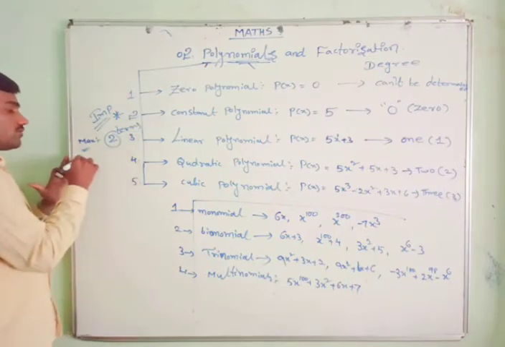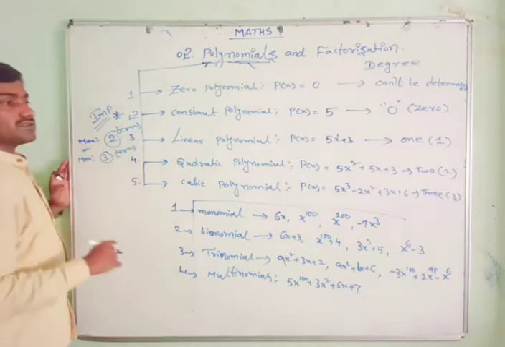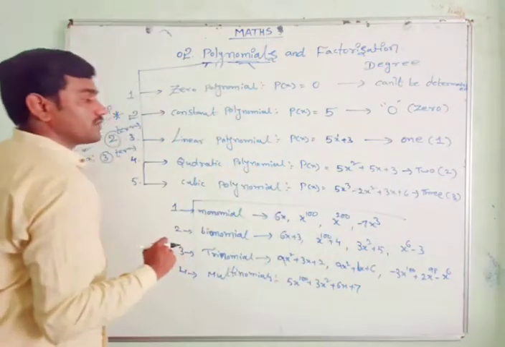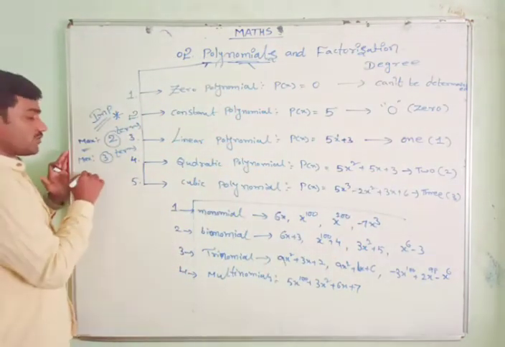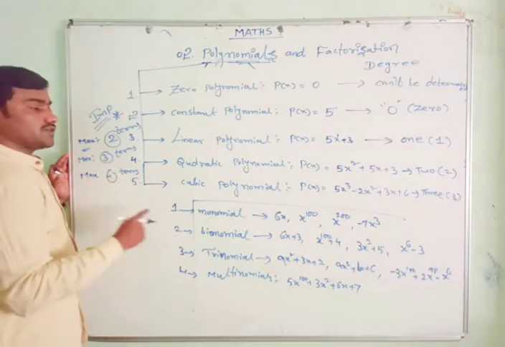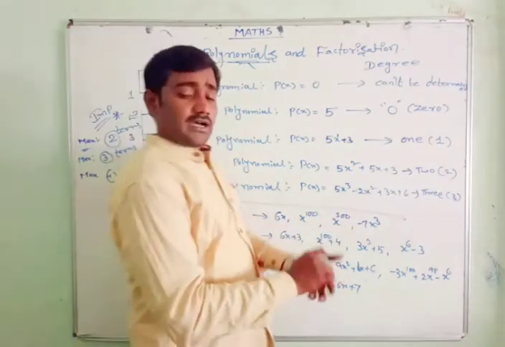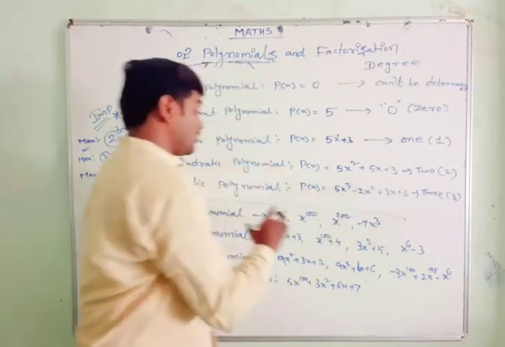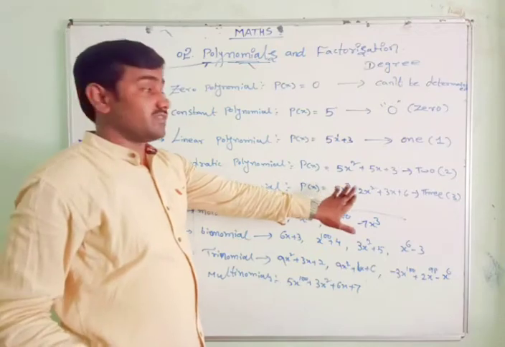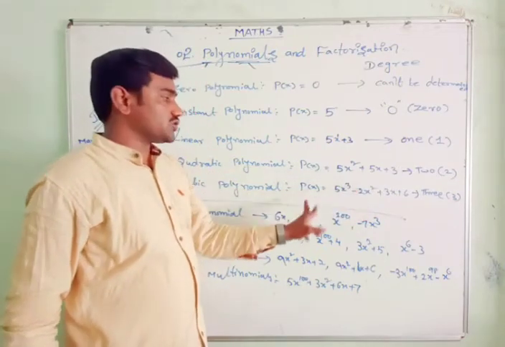A linear polynomial has maximum two terms. A quadratic polynomial has maximum three terms. See, 1, 2 and 3. A cubic polynomial has maximum 4 terms. See, 1, 2, 3, 4. If it contains one term also, it is called a cubic polynomial. Maximum it contains 4 terms, minimum it should have one term. That term should contain definitely power 3. Then only it is a cubic polynomial.